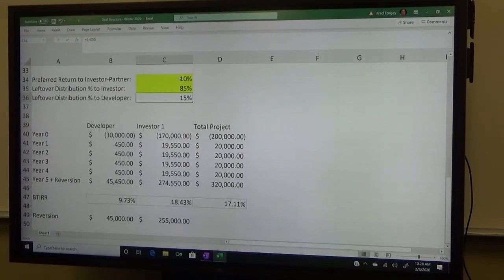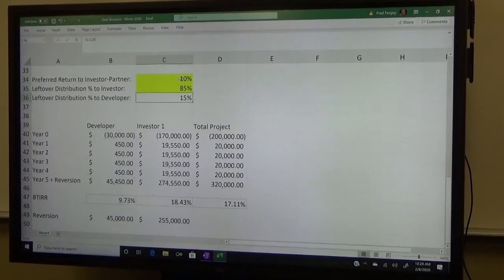Okay. Let me take a look and make sure there's nothing I'm missing. Yeah, that was complicated. Okay, so we got through the pari passu stuff, and we got through residual splits.